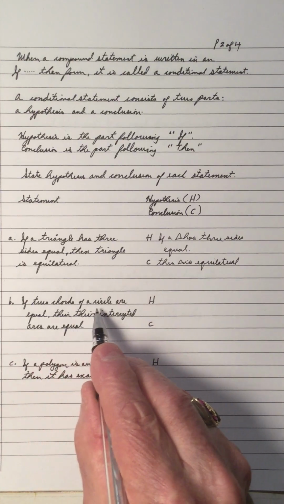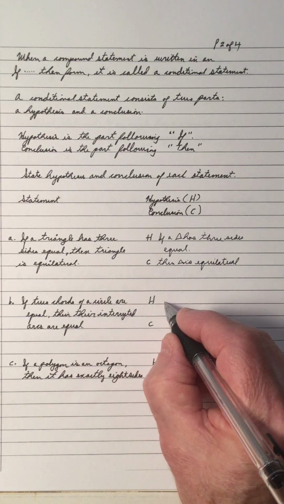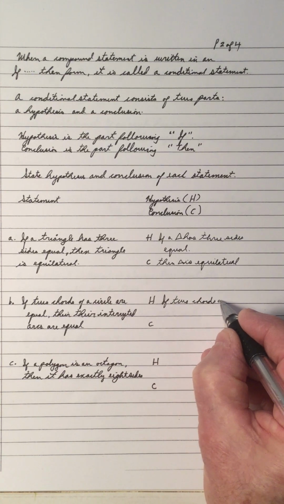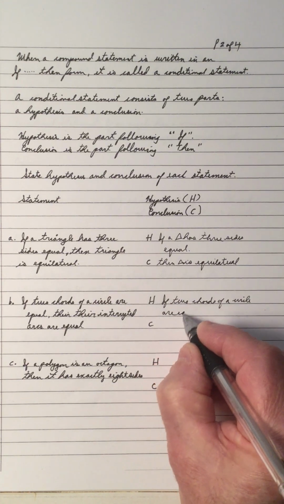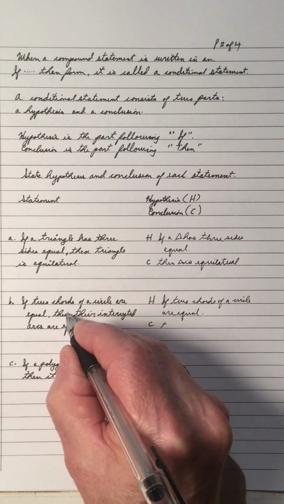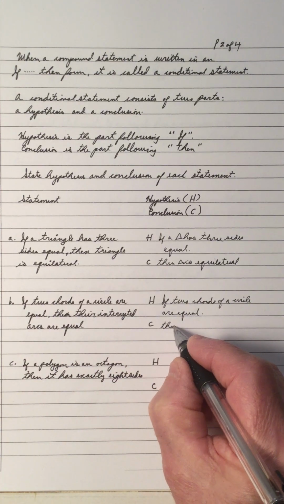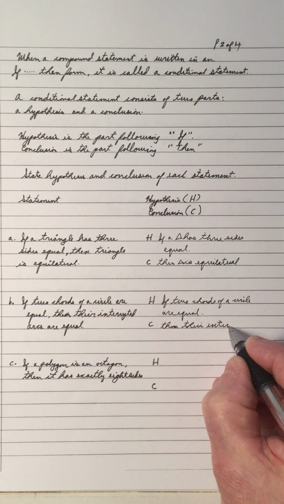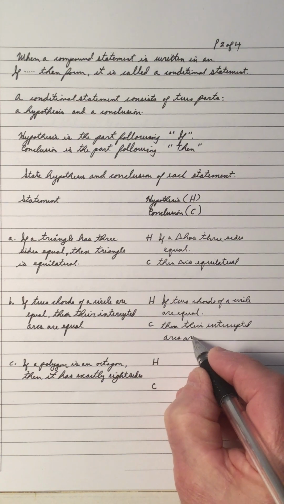Number 2, if two chords of a circle are equal, then their intercepted arcs are equal. So the hypothesis is the if part: if two chords of a circle are equal. Then, their intercepted arcs are equal.